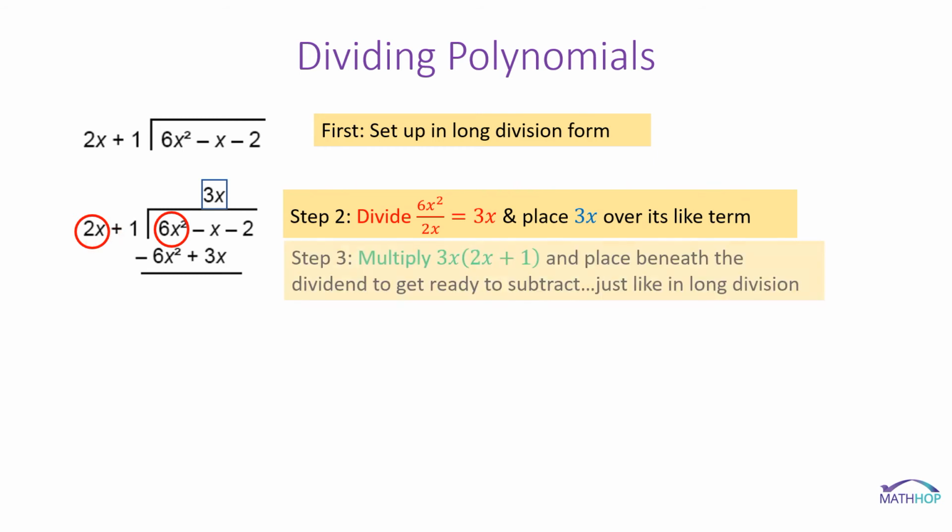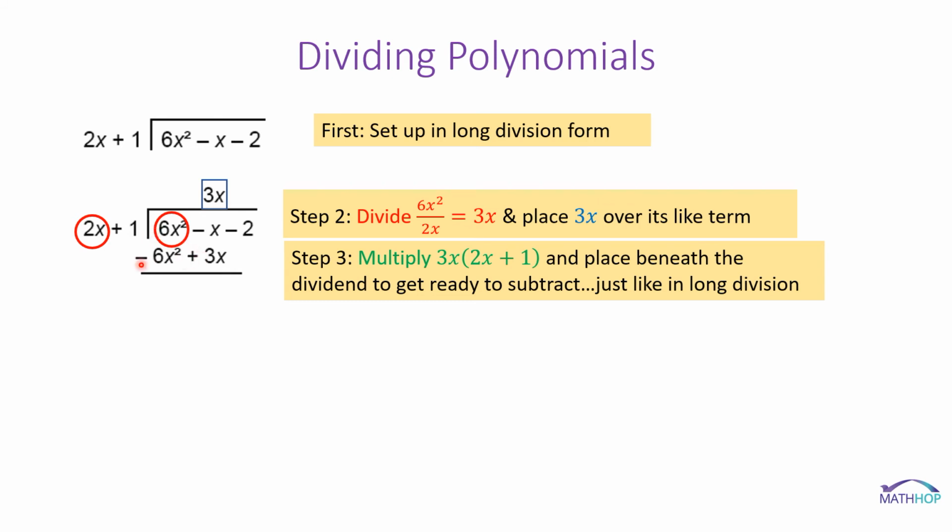So let's do that. Multiplying 3x by this entire divisor, we see that 3x times 2x is 6x squared. Notice this is the same exact as the term above it. That will always happen for the first term. When you subtract these, the first term should give you 0. If not, something went wrong. There was a calculation error somewhere. So 3x times 2x is 6x squared. 3x times 1 is 3x, positive 3x.